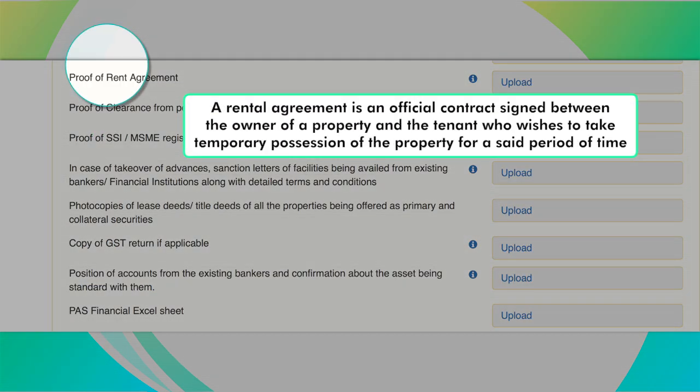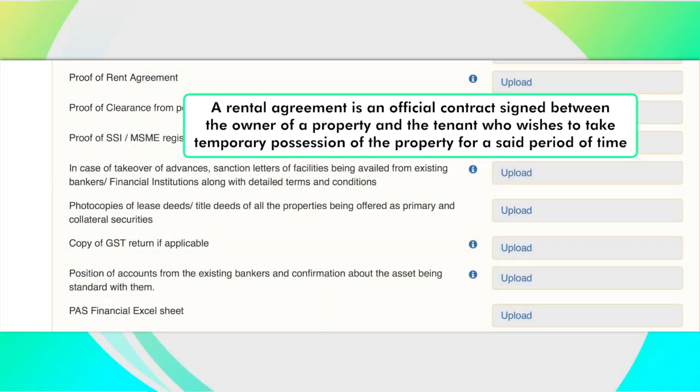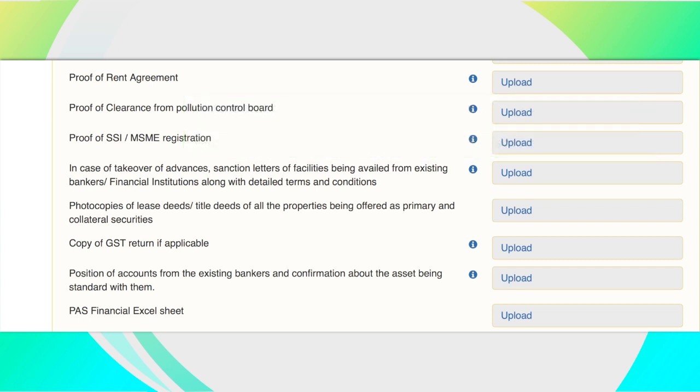Proof of rent agreement needs to be uploaded. A rental agreement is an official contract signed between the owner of a property and the tenant who wishes to take temporary possession of the property for a said period of time, also called a rent deed and lease deed.